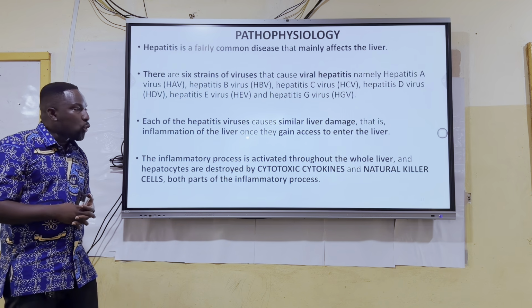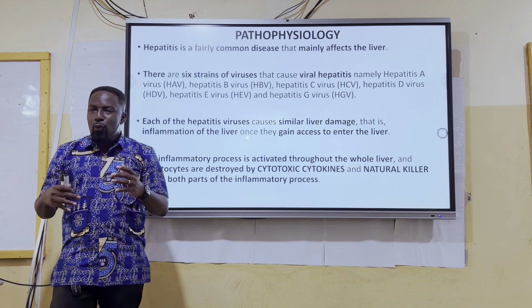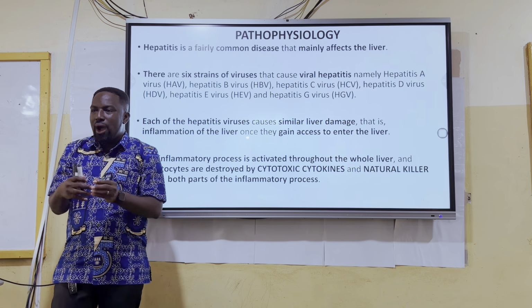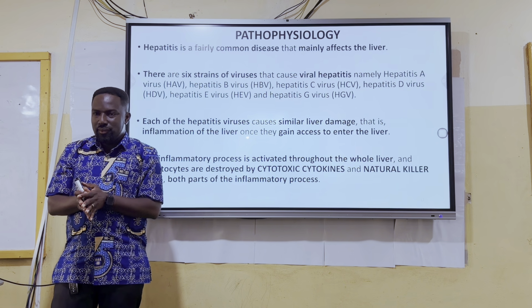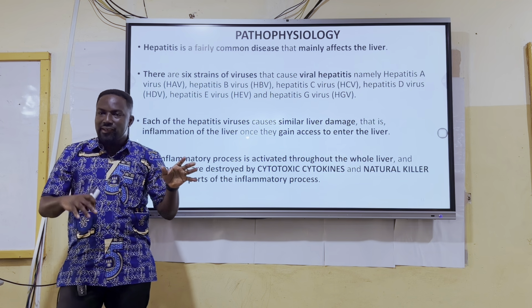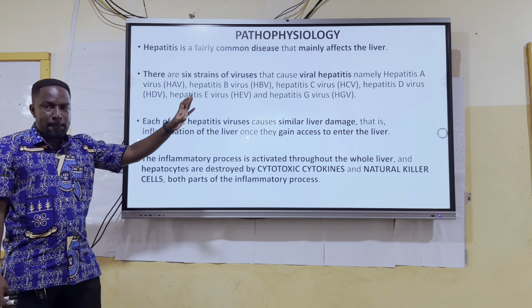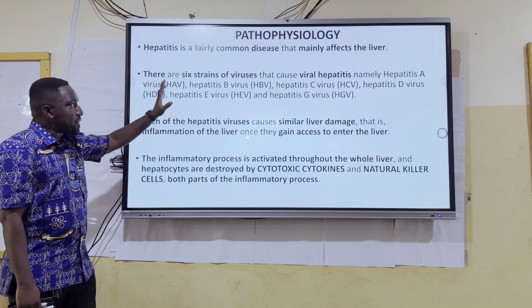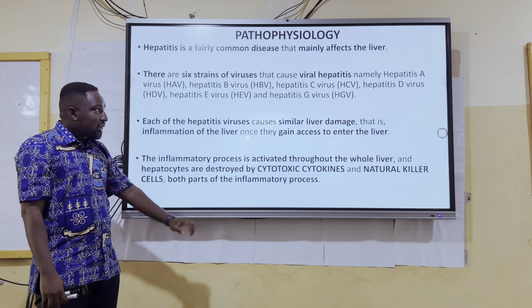The liver. So when this injury happens to the liver, what are the series of processes that will happen to the liver cells before there will be permanent damage to the liver? And this process is what? The pathophysiology. Are you okay? Yes. Good. So hepatitis is a fairly common disease that affects the liver.